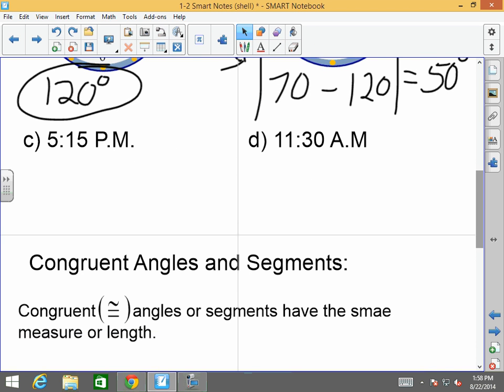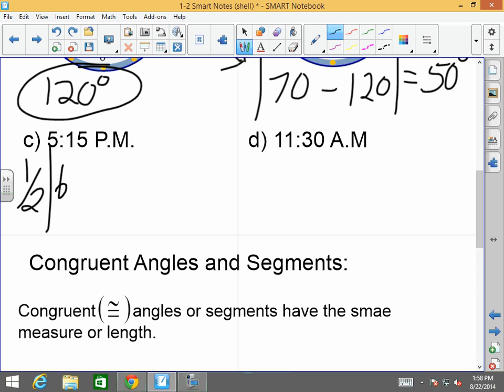Let's say it's 5:15. Okay, we got 1/2 of 60 times the hour hand value, which is 5, plus the minute hand value, which is 15 here. That's going to equal 315. 315 divided by 2 is 157.5.